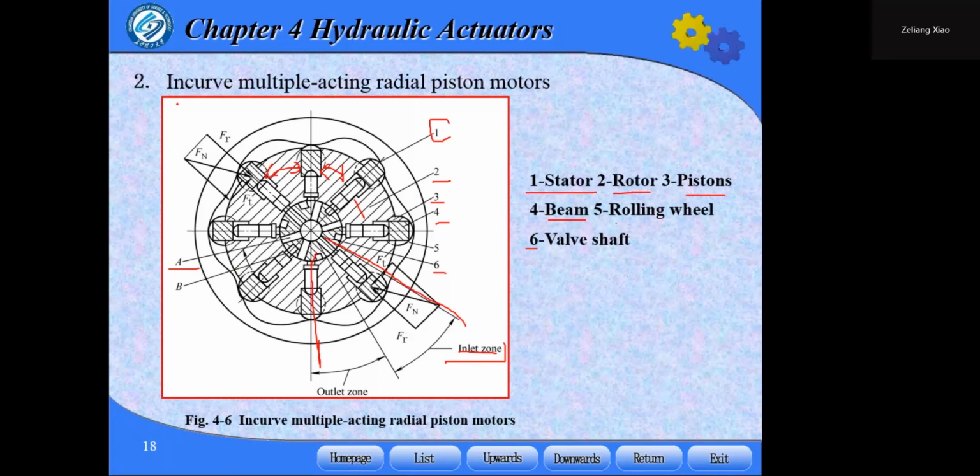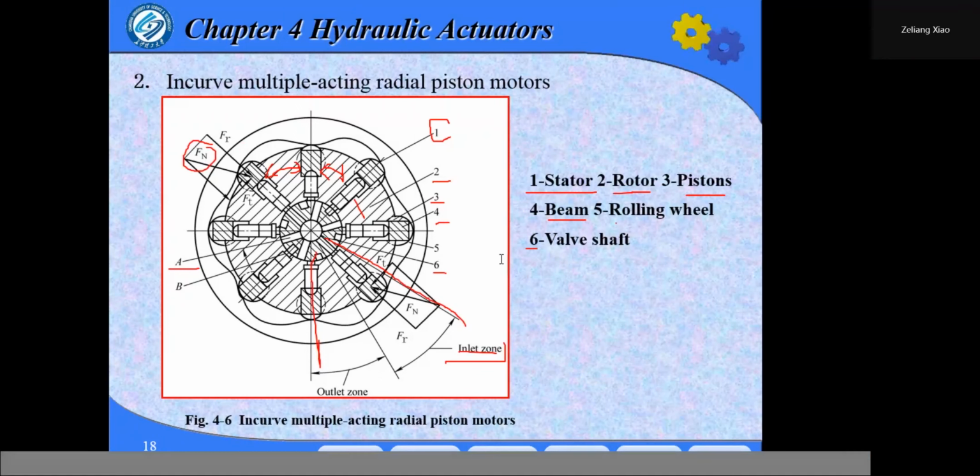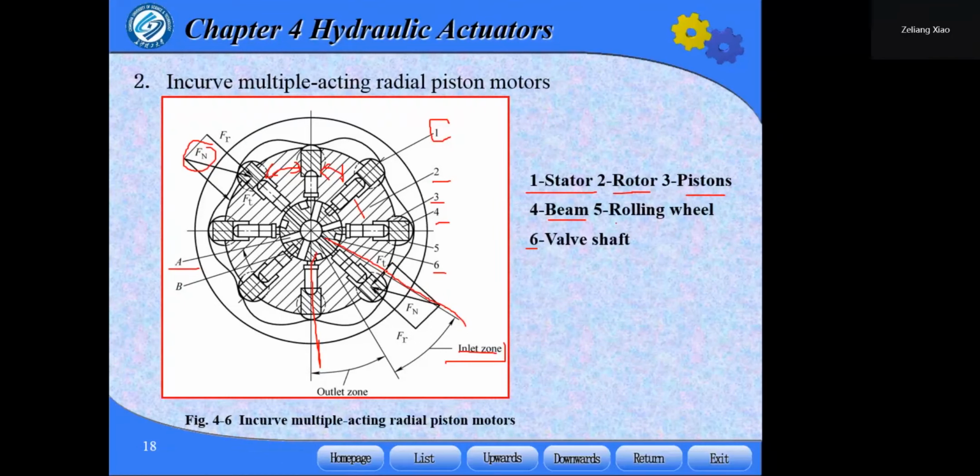The first force FA can be divided into two components, FT and FR. The FR are in opposite directions, so they can be balanced by themselves.